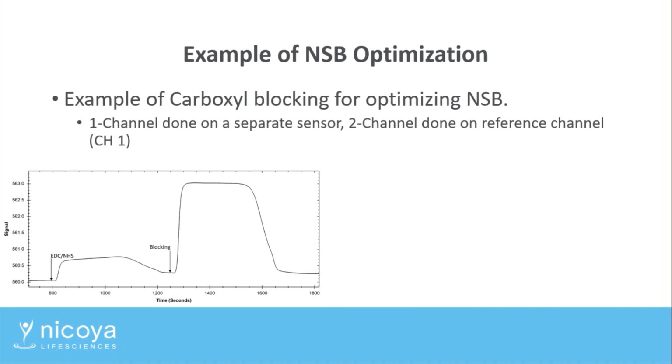So what we have here is just an example of how to block a carboxyl sensor surface. As I mentioned, you're going to start by activating the surface with EDC-NHS, then skip the ligand immobilization step, and inject just your blocking solution to block the sensor surface. Now for a one-channel system, this is done on a separate sensor, whereas for a two-channel system, this is done in the reference channel.